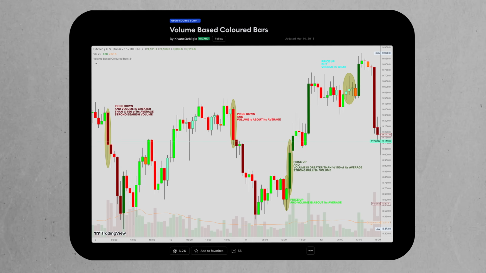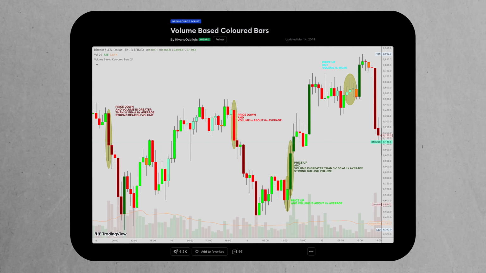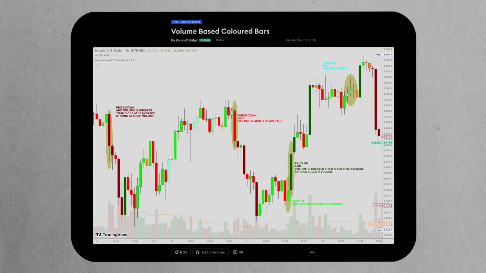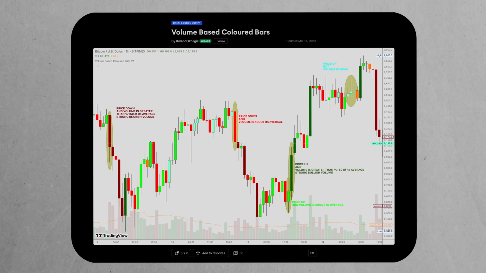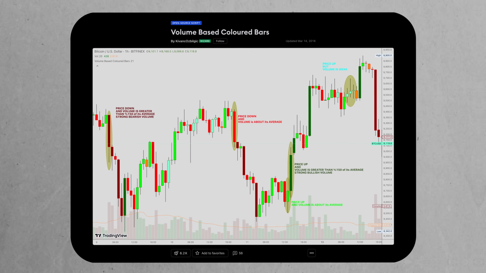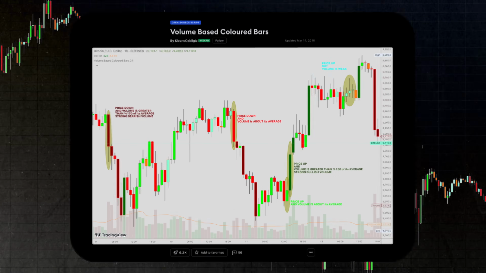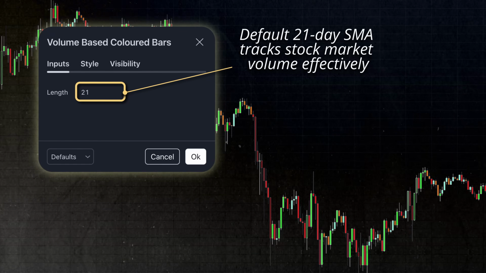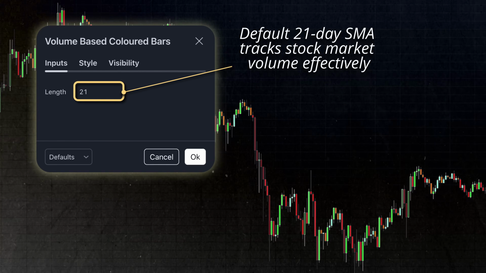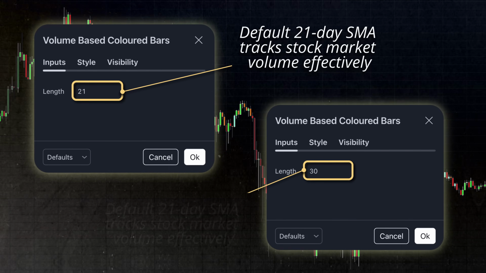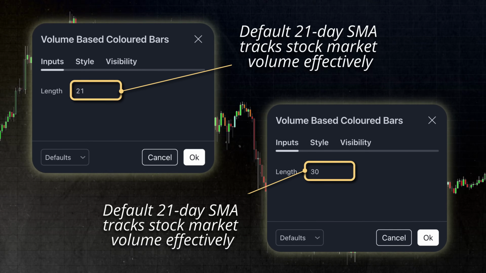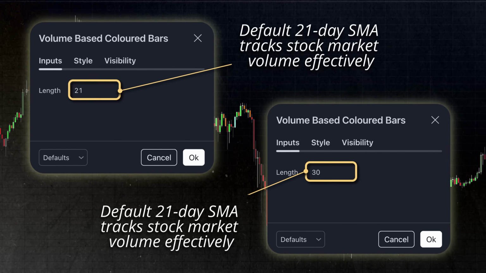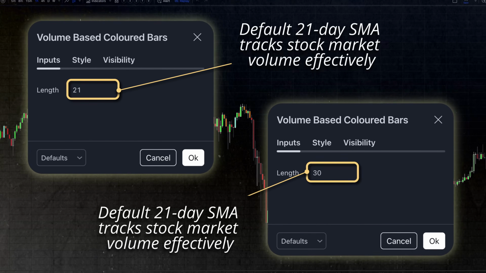The volume-based colored bars indicator provides a more in-depth volume analysis compared to the regular volume oscillator. It colors the price bars based on the relationship between price movements and volume. The default setting uses a 21-day simple moving average for volume, which is suitable for stock markets. For cryptocurrencies, adjusting the value to 30 is recommended for more accurate results.